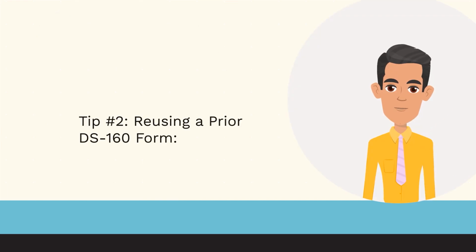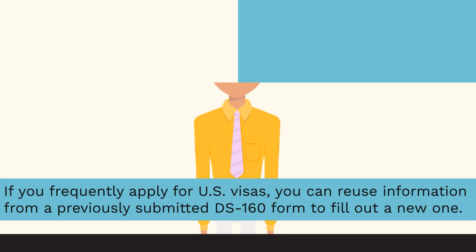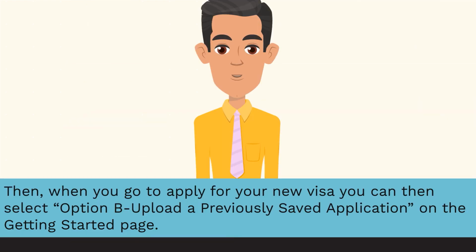Tip number 2. Reusing a prior DS-160 form. If you frequently apply for U.S. visas, you can reuse information from a previously submitted DS-160 form to fill out a new one. You can either save your completed DS-160 to your hard drive or a disk for future use. Then, when you go to apply for your new visa, you can select Option B, upload a previously saved application, on the Getting Started page.